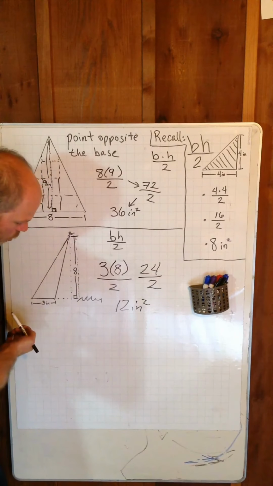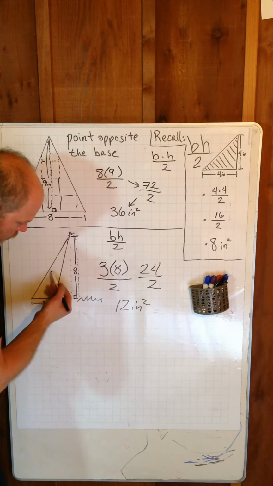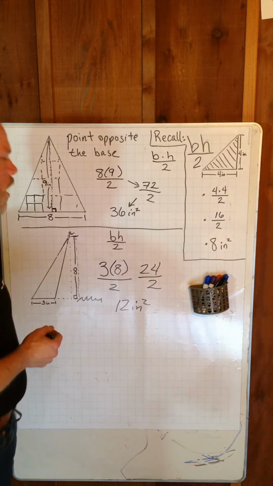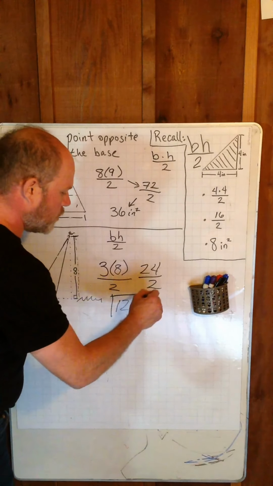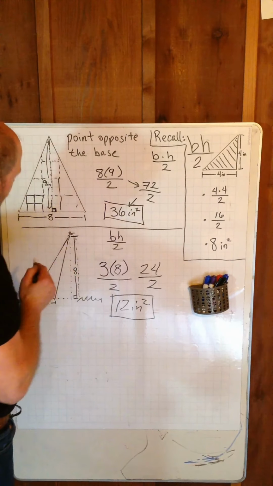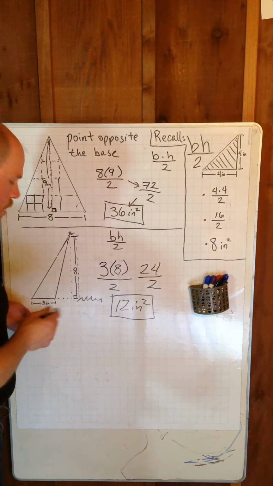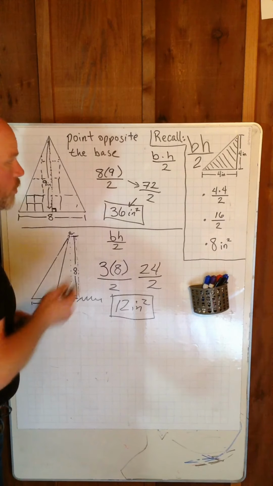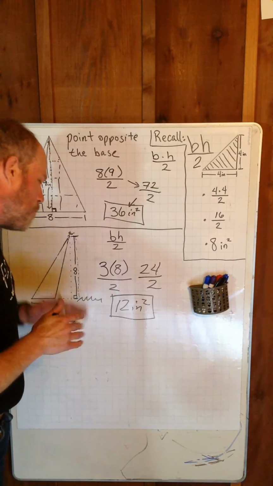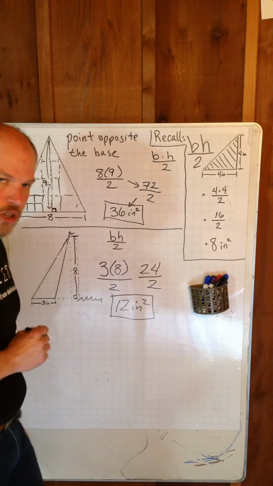I go back and check my work because we always do. That's 1, 2, and 3, 4, and 5, 6, 7, 8, 9. This makes sense. Okay, so my answer is 12 inches squared, and you have learned how to find the height when you know the base of any triangle. What you need to do is find the point opposite the base and draw yourself a line at a perpendicular angle to the base. Remember, right angles is what you're looking for.